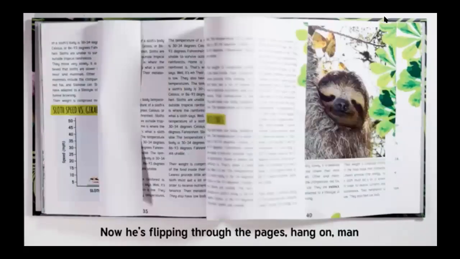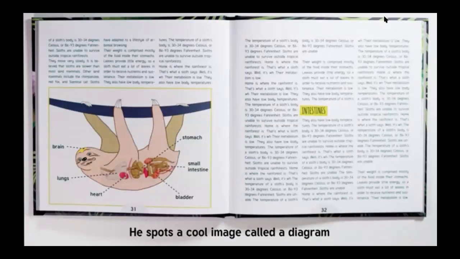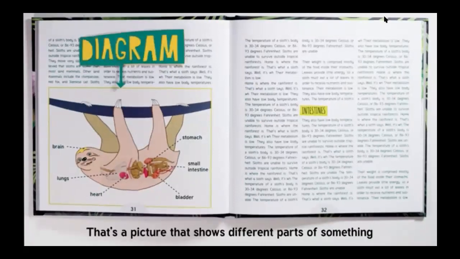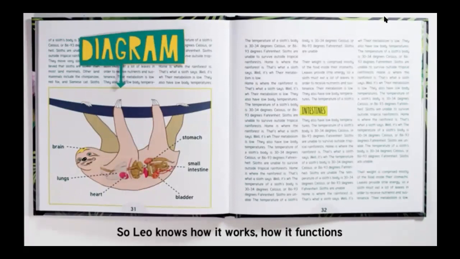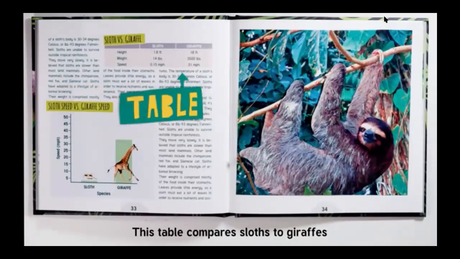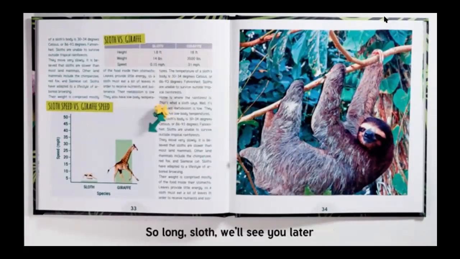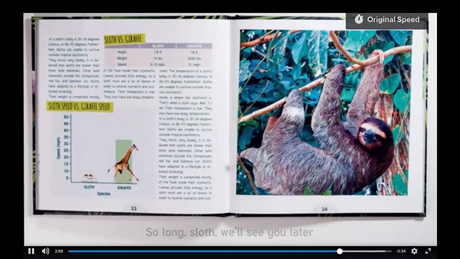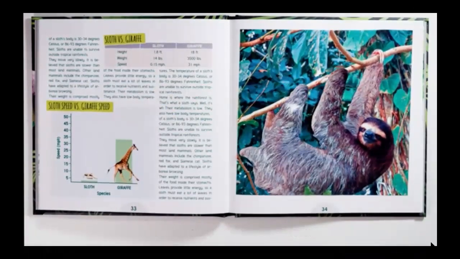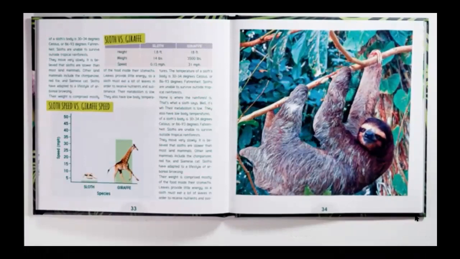Now he's flipping through the pages. He spots a cool image called a diagram. That's a picture that shows different parts of something. So Leo knows how it works, how it functions. There are labels that point out different parts, like stomach, lungs, and heart. This table compares sloths to giraffes. We can also compare with a chart or a graph. These are visual ways of organizing data. So long, sloth. We'll see you later. Peace out. I said we'll see you later. I forgot how slow these guys are.